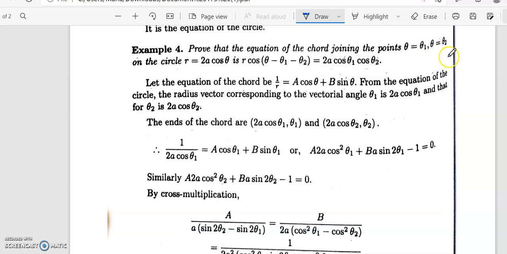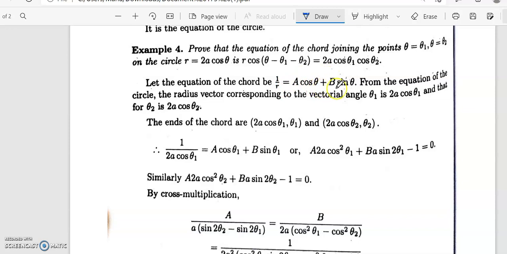So the general equation of a straight line in polar form is 1 by r equal to a cos theta plus b sin theta. We saw this in the equations of the line. So let us take this to be the equation of the chord. Now we have to find what a and b are. So using that we will show that the equation of the chord is equal to this.